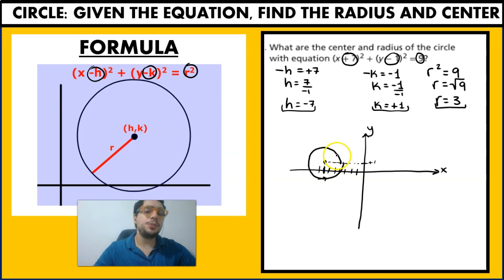Now guys, that is pretty useful, that whenever we have the formula, we're already basically given the center and the radius. We just have to remember to take that square root. And that's basically it for today, guys.